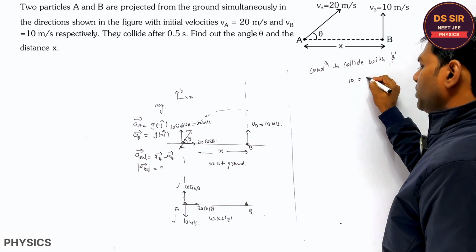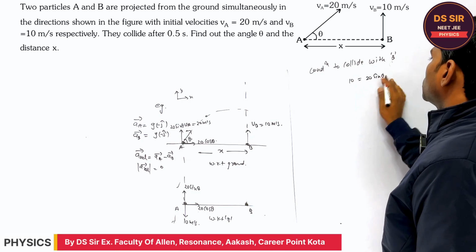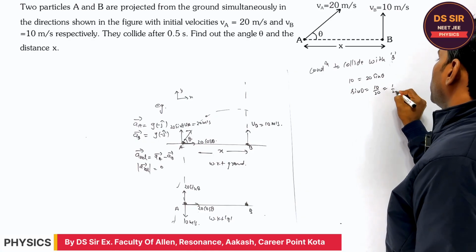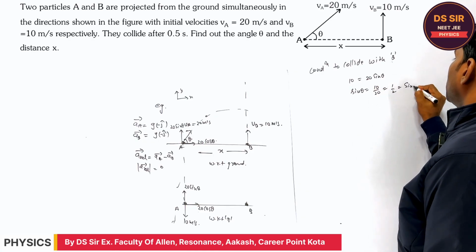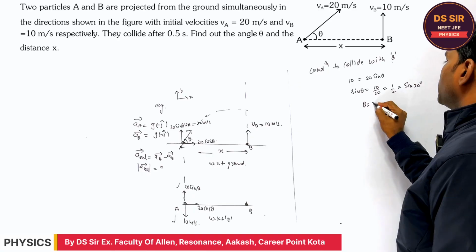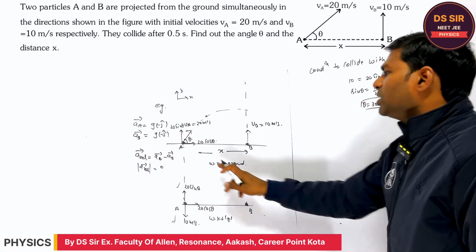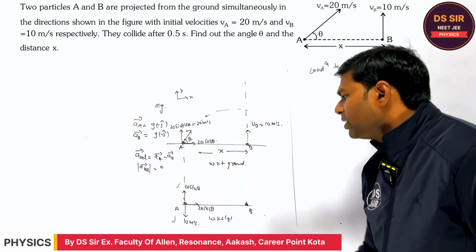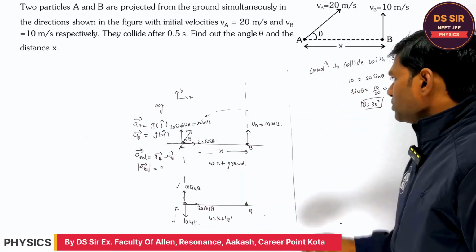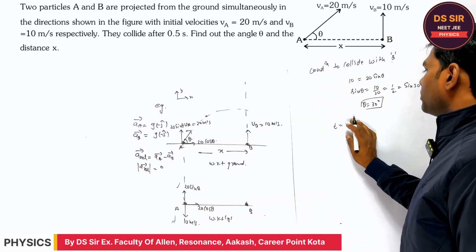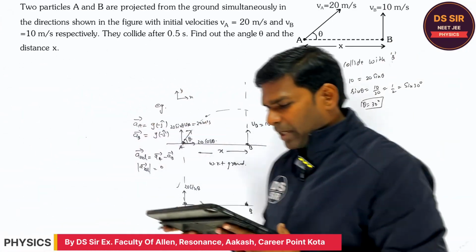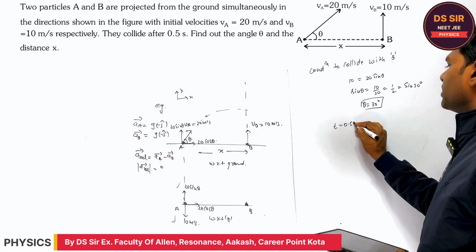That is, 10 must be equal to 20 sin theta. So what is sin theta, you tell? Say 10 upon 20 is equal to 1 by 2. It is equal to sin 30 degrees, and theta must be equal to 30 degrees. So theta must be equal to 30 degrees, right? If theta must be 30 degrees, and after what time do they collide? It is given in the question, and it is equal to 0.5 second, right?